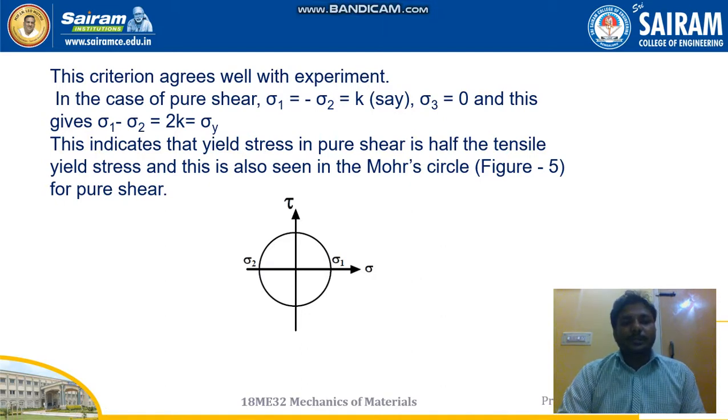In this case, for pure shear, normally sigma 1 will be equal to minus sigma 2 and sigma 3 will be 0. So this gives us the final equation: sigma 1 minus sigma 2 will be equal to 2k, which we consider as sigma y. This indicates that the yield stress in pure shear is half of the tensile yield stress, and this is also seen in the Mohr circle. So we can derive this even through the Mohr circle.